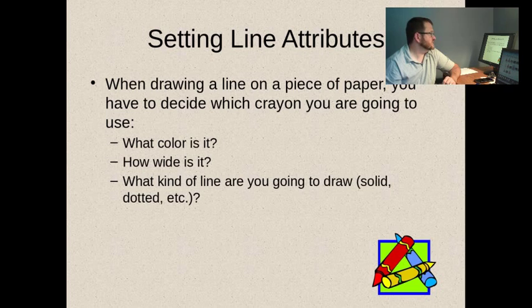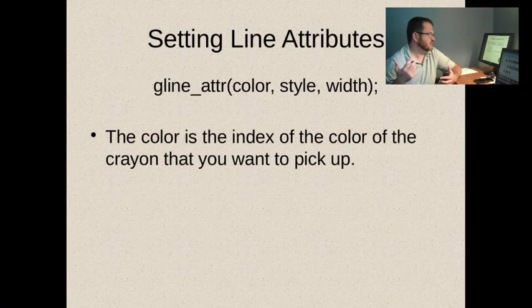The question then is, you need to decide not only what the attribute of the color is, but how wide is the line that you're going to be drawing? Is it solid? Is it dashed? Is it dotted? Etc. Well then, before you start drawing lines, you need to set the attributes of the line that you're going to be drawing. And that is done using a command called gline_attr for gline attributes. And you set the color, the width, and the style. Actually, it's color, style, width there.